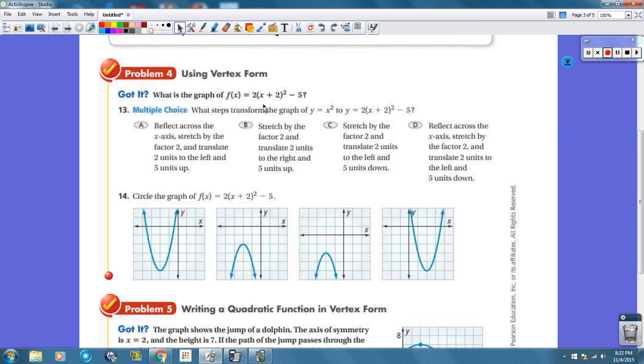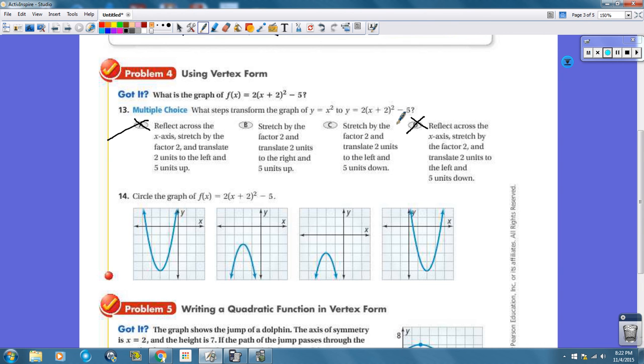There's no negative, so it's not opening down. So I can basically say no and no. Okay, so I'm left with this one and this one. Okay, let's see. The vertex is (-2, 5).